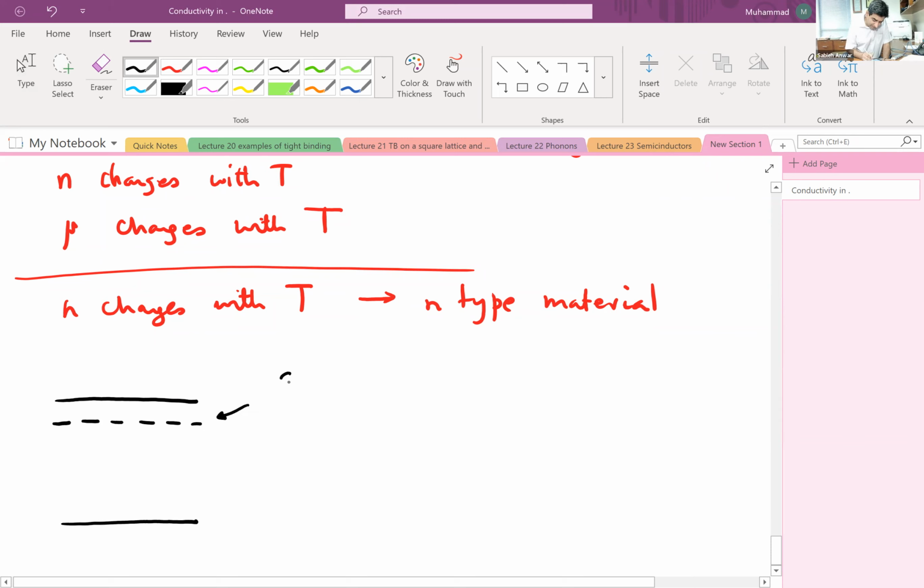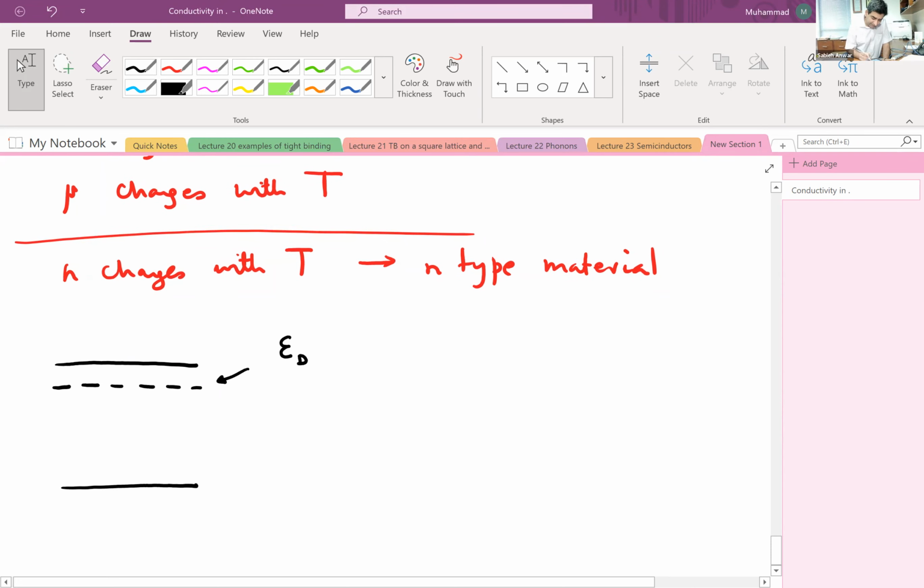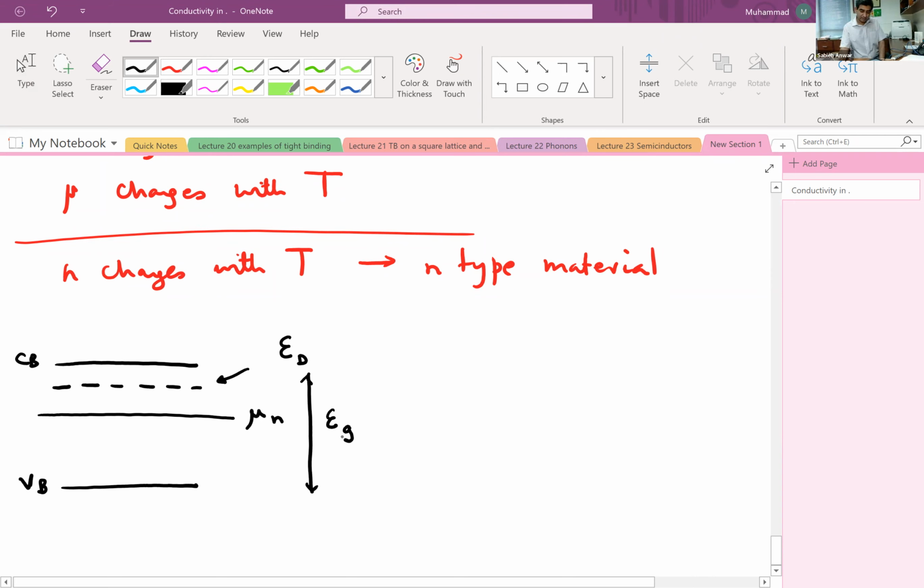So I have some donor levels, ED, at energy ED. I have some chemical potential mu N. This is my conduction band, this is my valence band. All right, so this is my band gap, EG. Okay, now I have an N-type semiconductor material and I put in ND dopant elements.